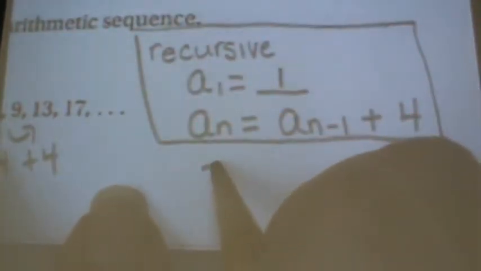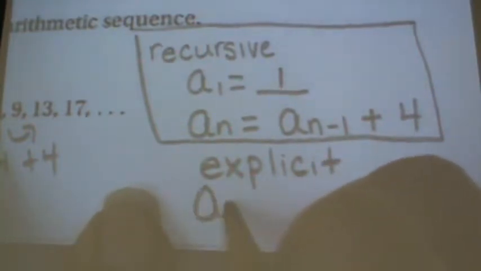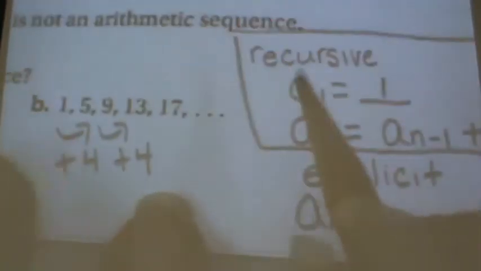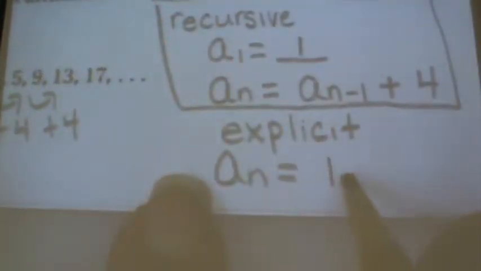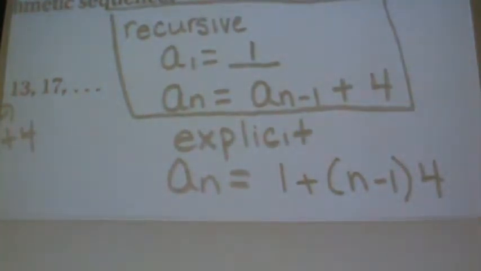Your explicit formula looks like this. a sub n is equal to the first term in the sequence, which is 1, plus n minus 1 times the common difference, which is 4. Why we like explicit more than anything is because we can find any term in the sequence. If I wanted to find the 100th term, I'm going to put n as 100, so it'd be 99 times 4 plus 1. And I can jump and find any term.